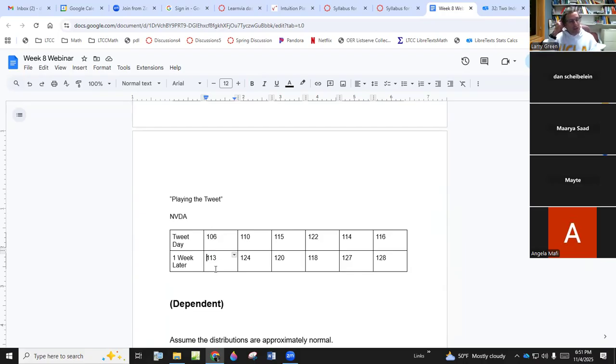We have the pair of 106 and 113. We have the pair of 110 and 124. We have the pair of 115 and 120 because that's what matters. Any questions on this?